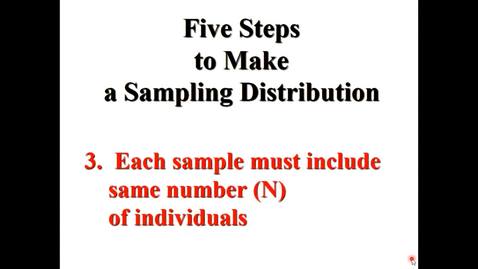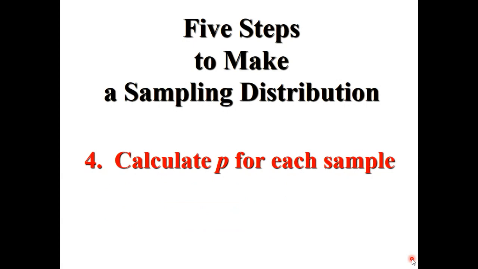The third step is that each of these samples must include exactly the same number of individuals. For example, in the example we're talking about, we imagine that each of our samples includes exactly 1,000 voters. N is the number of individuals in each sample. So in this example, N equals 1,000. The fourth step is to calculate P for each sample. In our East Virginia example, P is the proportion of individuals in each sample who plan to vote for Christina Green.